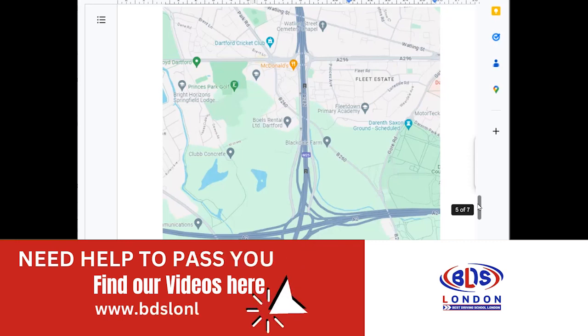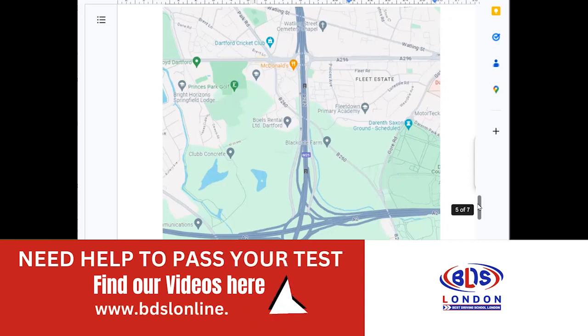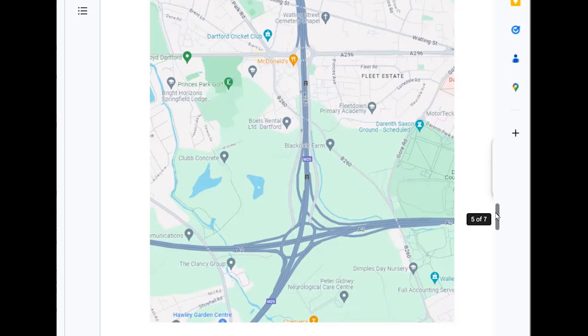And also, a learner driver previously could not drive on a motorway. Unless a learner driver is under instruction from a qualified driving instructor, a learner driver may not drive on a motorway.